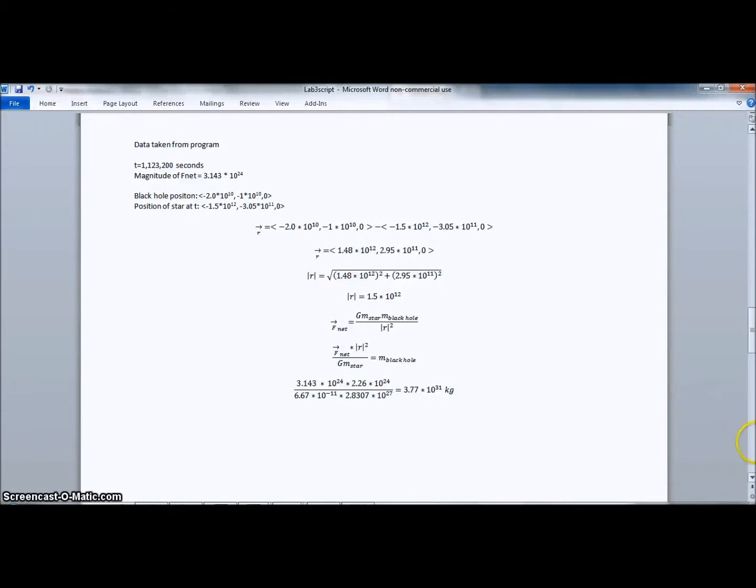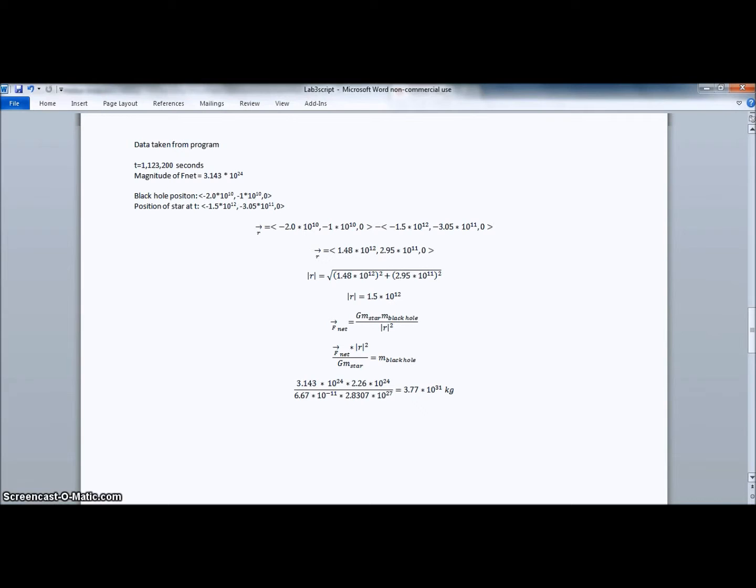The results of the analysis were then used to calculate the mass of the black hole. In order to do this, an arbitrary time was chosen to analyze at the 1,123,200 second mark. At this point, any time could be chosen as long as it wasn't zero, as you need a non-zero value for the net force.